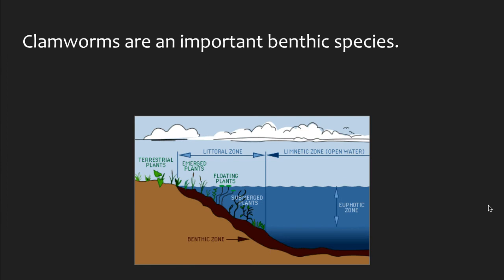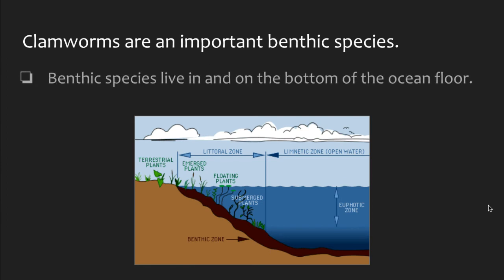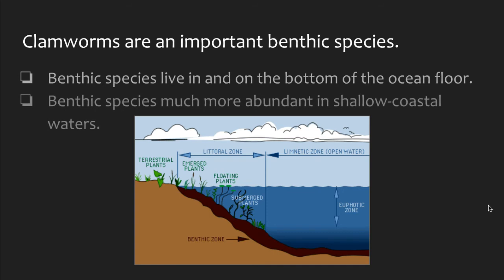The benthic community is made up of organisms that live in and on the bottom of the ocean floor. Benthic animals are much more abundant in the shallower waters off the coast. In the shallow water, the dead food material is more abundant because there is a higher population of organisms near the surface in this area.